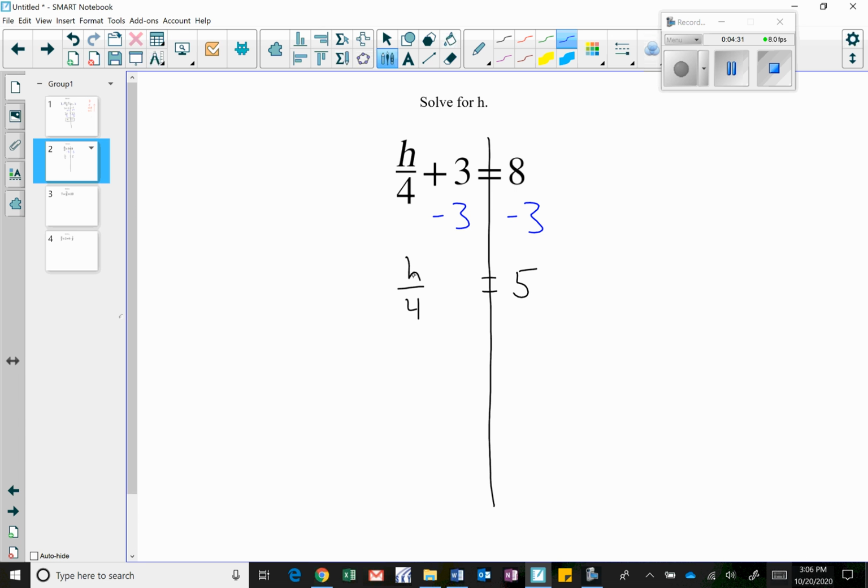And then I have h divided by 4, so I'm trying to get rid of that 4, and I'm thinking, what's the opposite of division? Well, multiplication. So let's multiply by 4. So on the left side, I'm multiplying by 4, and I'm dividing by 4. So these two reduce out, they cancel. And that leaves me with h equals 5 times 4 is 20.